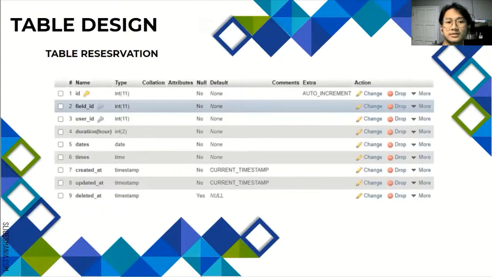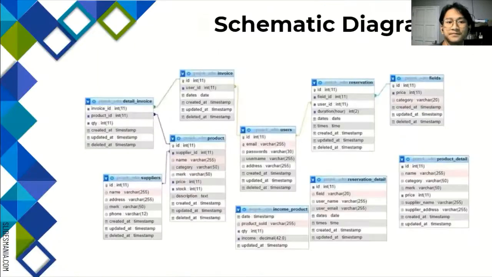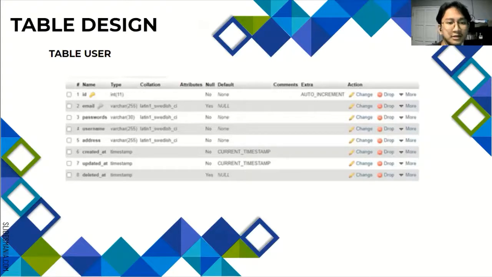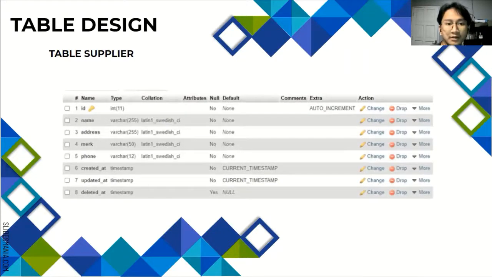I just put the 3 table designs. The first is table users. This is the structure of the table design. There's ID for primary key, the data type is integer, and after that email for unique data, the type is varchar, and after that password, username and address. After that, created at, updated at, and deleted at.